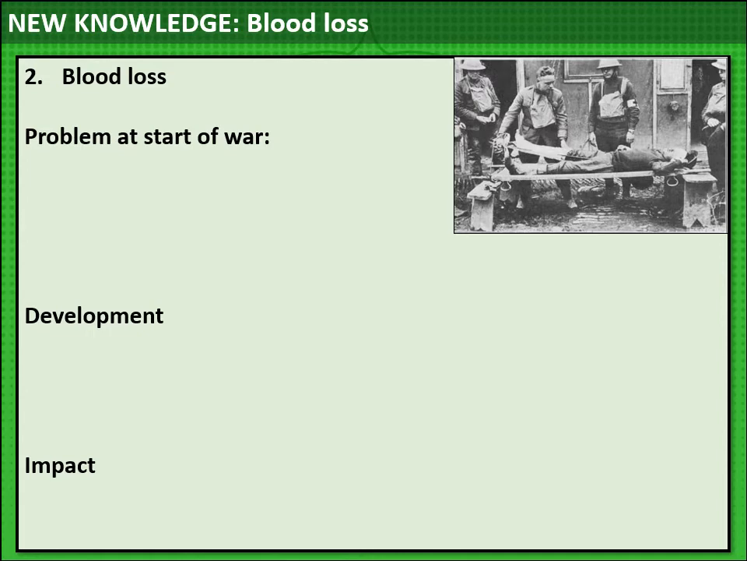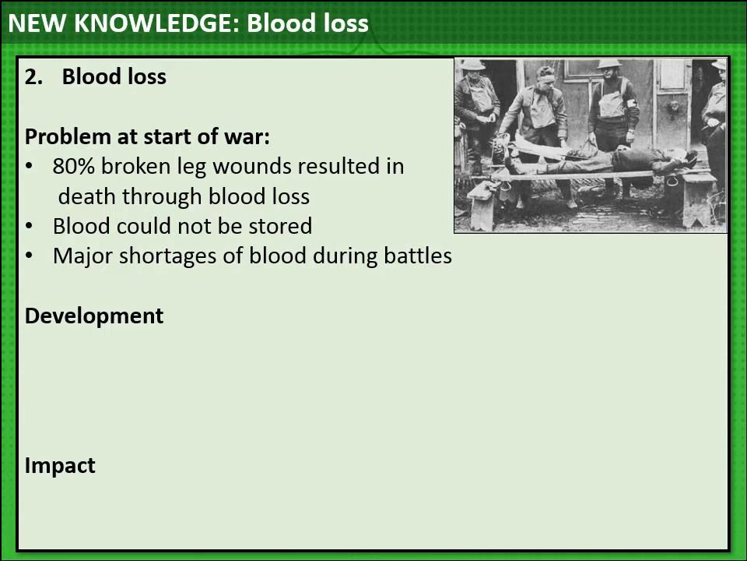Okay, our second major development was around blood loss. Now, in the early years of the war, 80% of broken legs that were suffered in the trenches resulted in soldiers dying. And the reason that the soldiers were dying was because they were bleeding to death. You already know that blood couldn't be stored. So this meant that during major battles, there were major shortages of blood, and soldiers that needed transfusions to survive simply couldn't get them in the conditions that they were in.